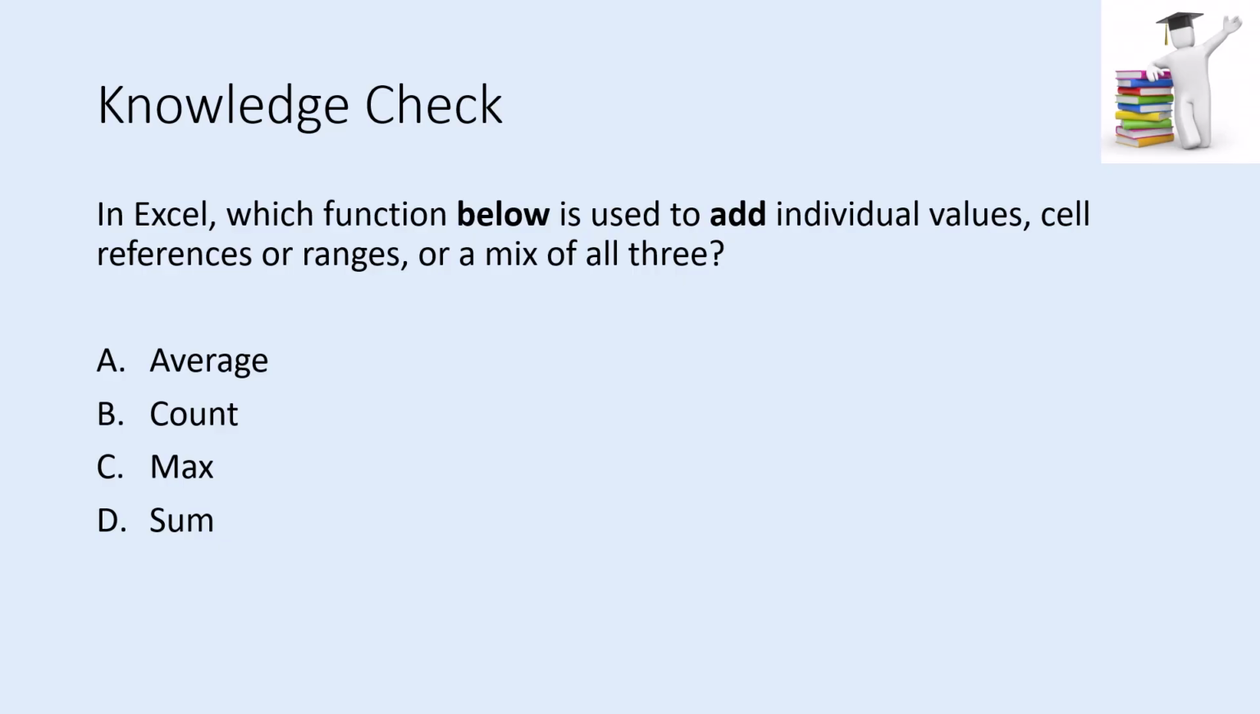In Excel, which function below is used to add individual values, cell references, or ranges, or a mix of all three? A. Average. B. Count. C. Max. D. Sum. The answer is D, sum.